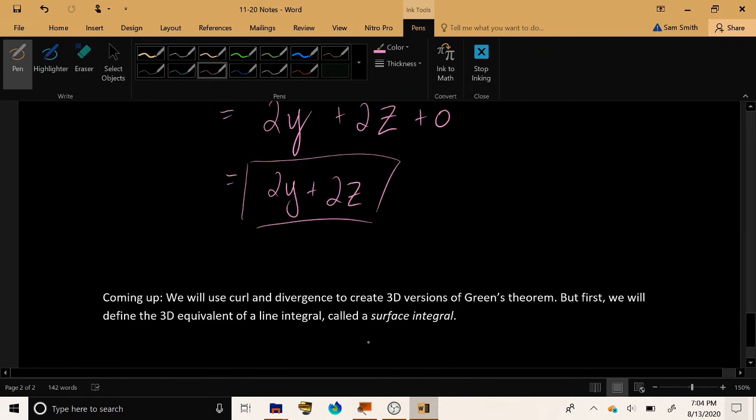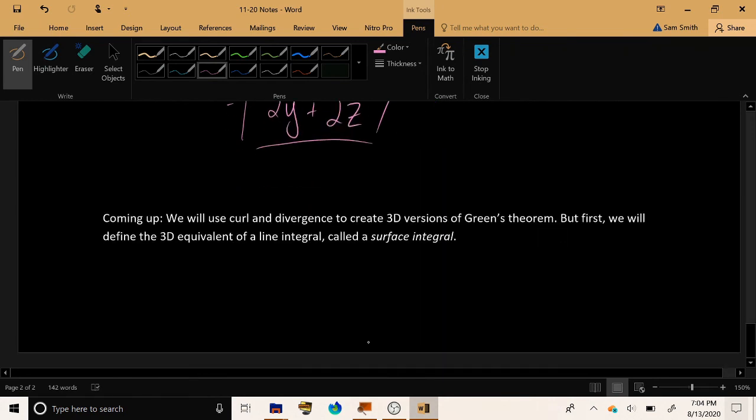Alright, now coming up, as we have stated, we're going to be using these techniques of curl and divergence to create three-dimensional equivalents to Green's theorem. But the first thing that we need to do is show why we might need such a theorem. And so we're going to introduce first the 3D equivalent of a line integral, which is something called a surface integral. So look forward to that.